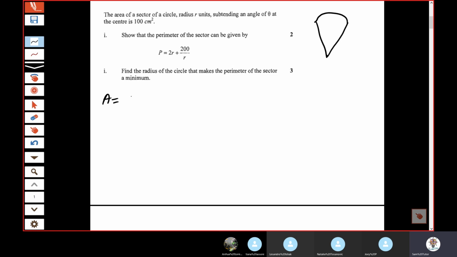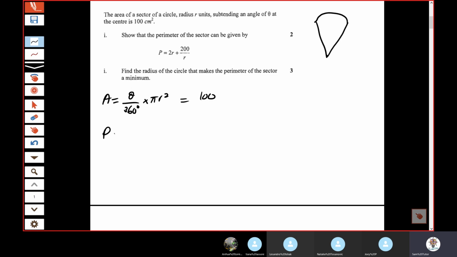A equals, you said, theta on 360 degrees times pi r squared. Now we know the area is 100. So 100 equals 100. Finished. Show that the perimeter of the sector can be given by this. Don't forget this is degrees. Show the perimeter of the sector.